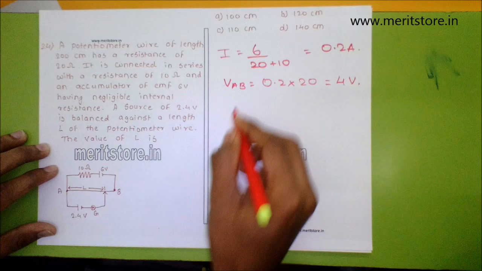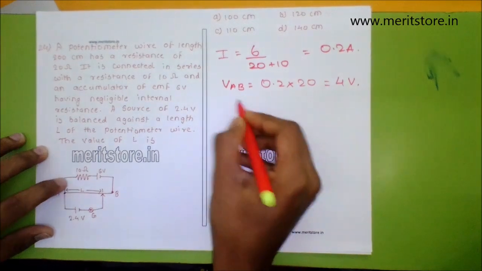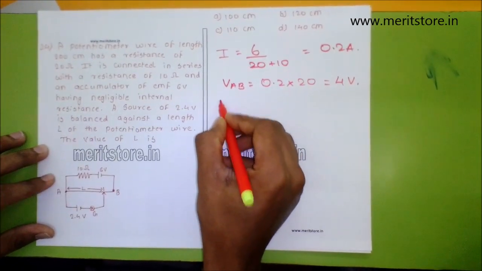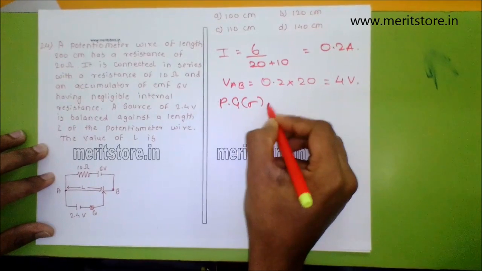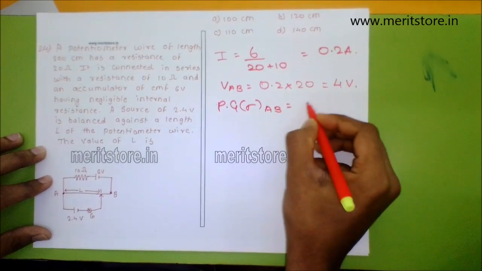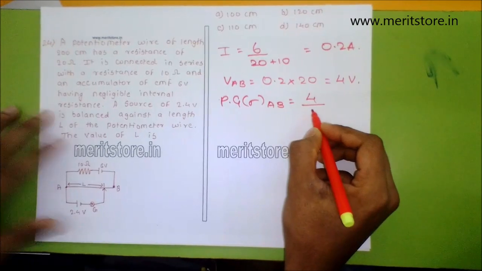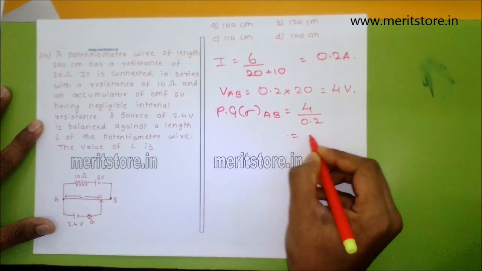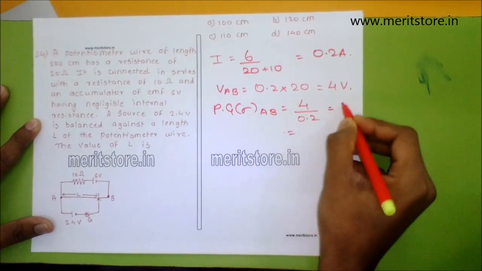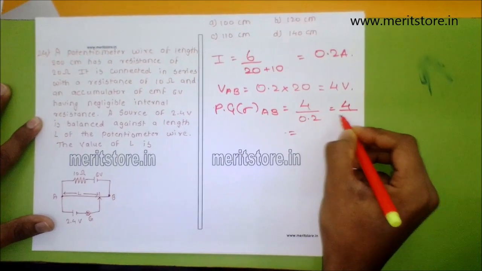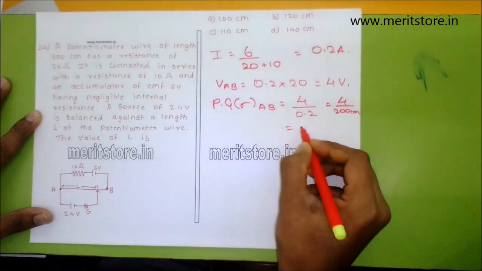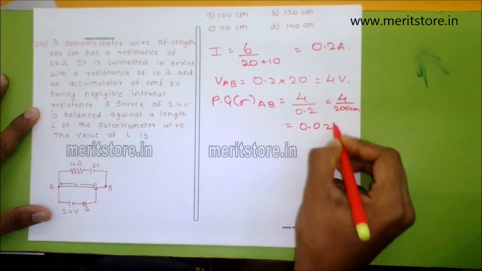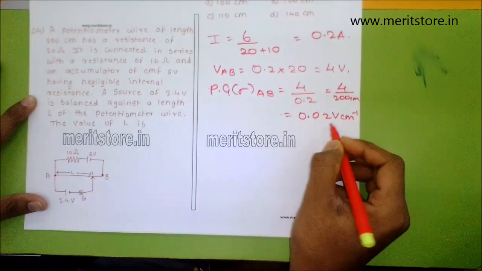There is a potential difference of 4 volts across the wire AB, and the cell of 2.4 volts is balanced on this wire at a certain distance L. Let us find out the potential gradient of the wire AB. Potential gradient is 4 divided by 0.2 meters, which can also be written as 4 divided by 200 centimeters. It is 0.02 volts per centimeter, since we need to find the answer in centimeters.